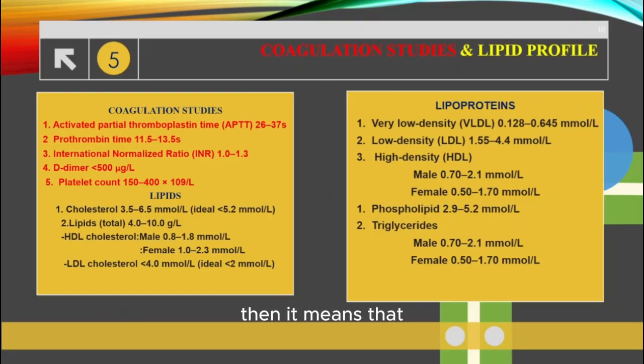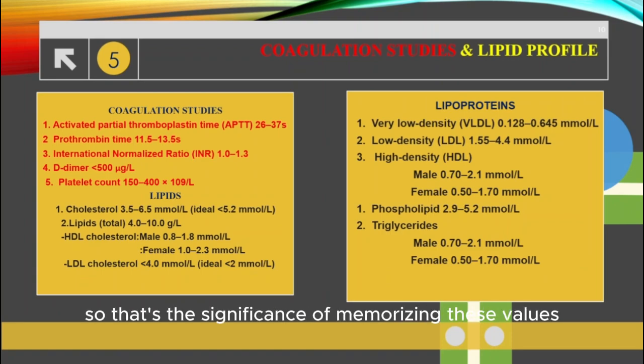So the significance of memorizing 1 to 3 is that if these numbers are increased, then it means that the patient's blood is taking long to clot, and therefore if you were to injure them right away, it will take very long for their blood to clot, and therefore they'll be prone to bleed, or they'll bleed a lot once you injure them. So that's the significance of memorizing these values.